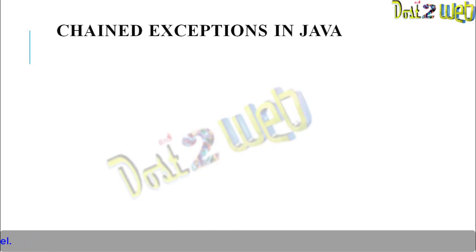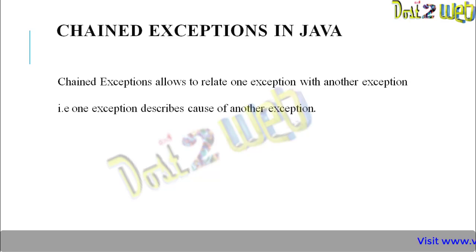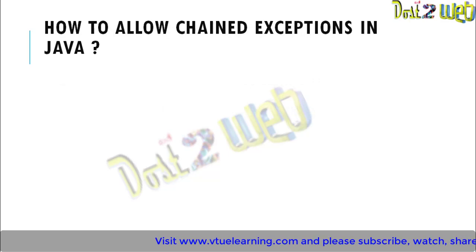Now, chained exception in Java. What is a chained exception? Chained exception allows you to relate one exception with another. So you have one exception, and you want to connect another exception; you can do that in Java also. One exception describes the cause of another. Due to one exception, one error, it is causing the others also.